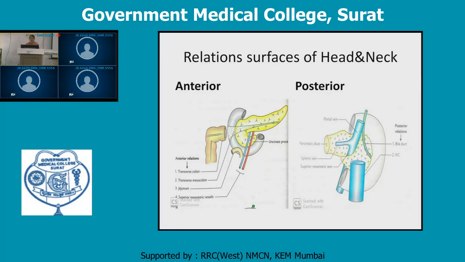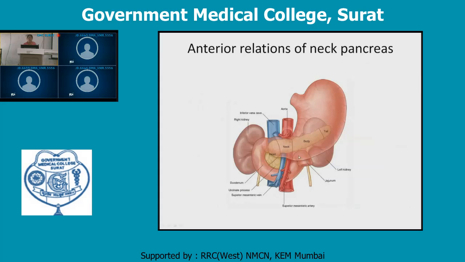Let us see the anterior relation of the neck of the pancreas. I told you the stomach is anteriorly related to the pancreas, separated by the lesser sac. So the neck anteriorly is related to the pylorus of the stomach. Anterior to the neck there is the pylorus, and anterior to the body the first part of the duodenum. So the stomach, of course, is anteriorly related, separated by the lesser sac. The part of the stomach anterior to the neck is the pylorus. And this is the first part of the duodenum anterior to the head.